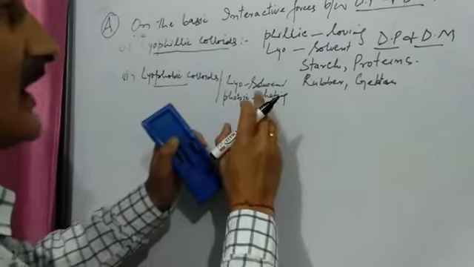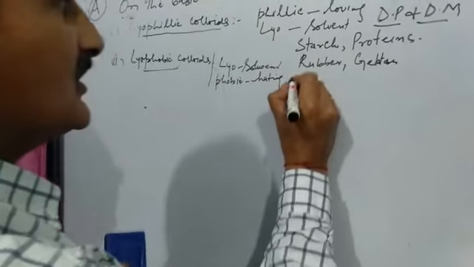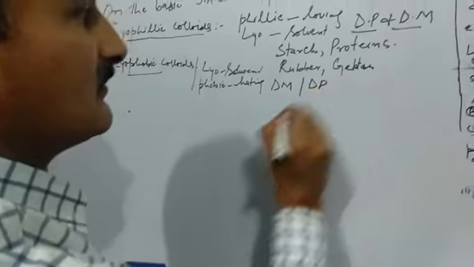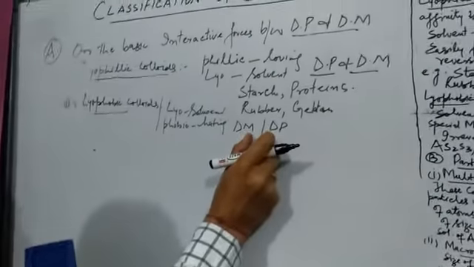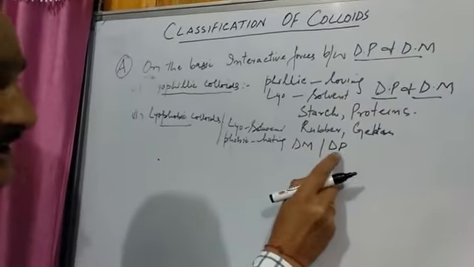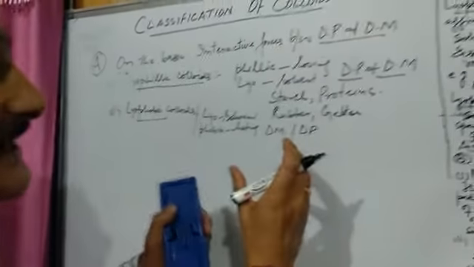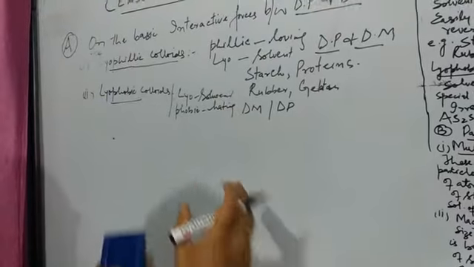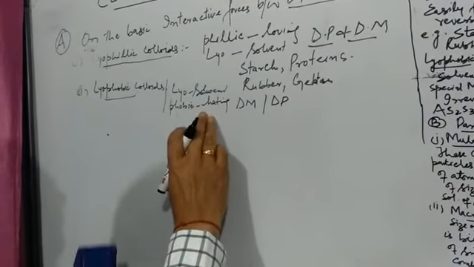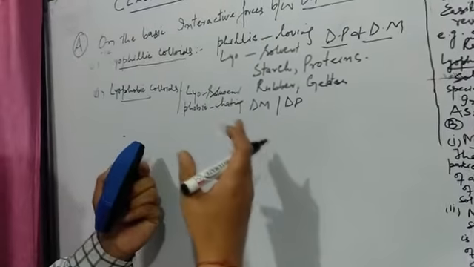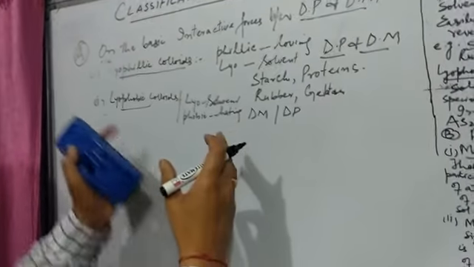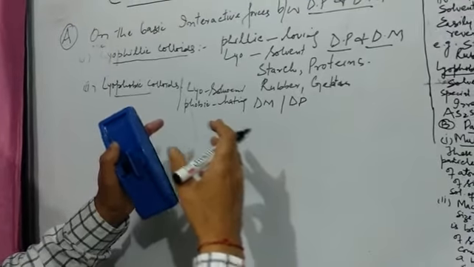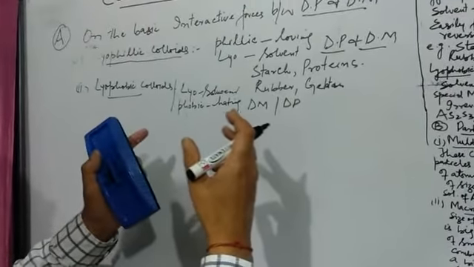That is, the interactive forces between DM and DP, they are weak. When there are weak interactive forces operating between dispersion medium and dispersed phase, then the colloid that gets formed is known as lyophobic colloid. Now these colloids cannot be formed easily. They need special methods for their preparation. So if these colloids are to be prepared, we need very specialized methods.